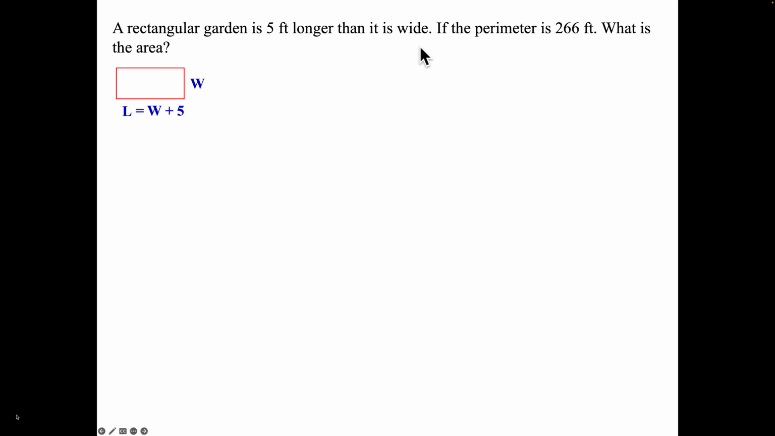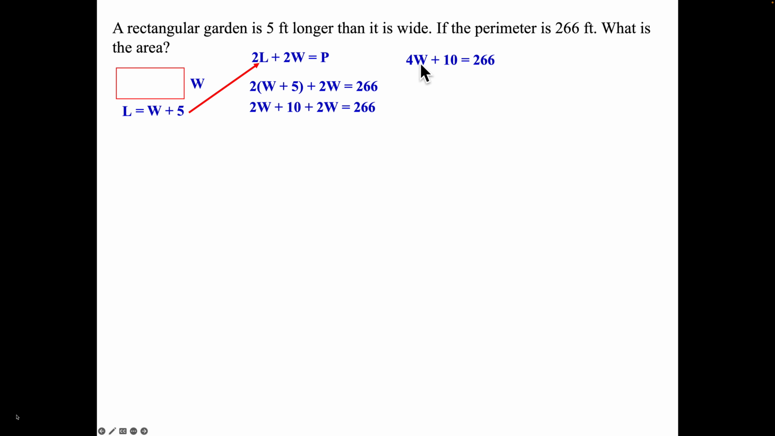If the perimeter is 266 feet, now perimeter is the distance around the object. So I would have two L's, two lengths, two widths, added together to equal the perimeter. So if we put in W plus 5 for this L right here, that's 2 times W plus 5 plus 2W equals 266. Distribute the 2. 2W plus 10 plus 2W equals 266. Combine the like terms. 2W plus 2W is 4W.